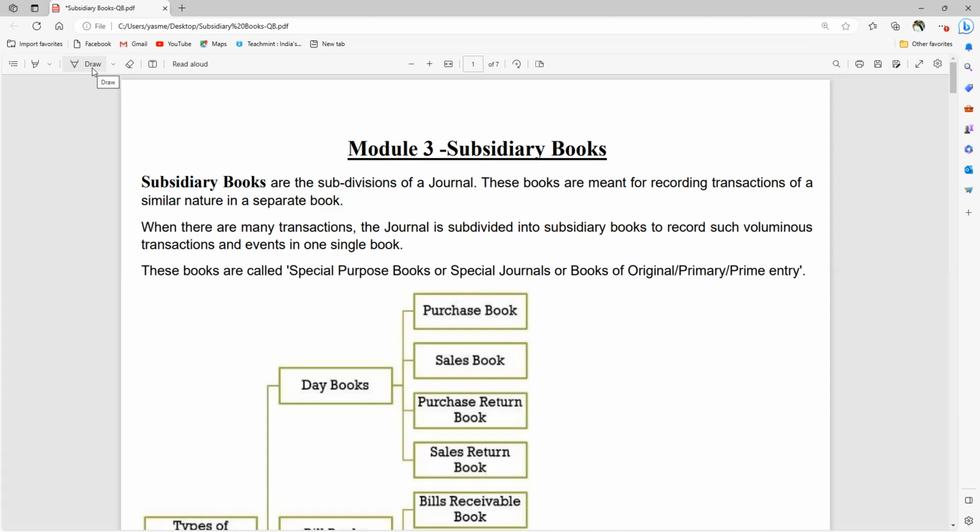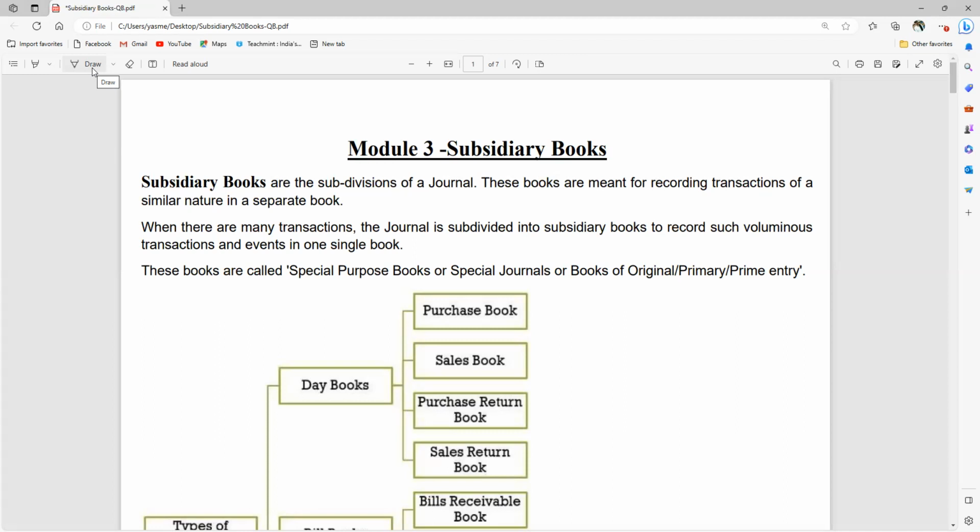That journal entry will later be posted into a ledger. That ledger will be converted into a trial balance. From that trial balance, we prepare the final accounts. Those final accounts will be discussed in Module 4 of your fundamentals of accounting subject. But in this unit, we are understanding the concept of subsidiary books and bank reconciliation. So, Module 3, subsidiary books: subsidiary books are nothing but the subdivision of journal.